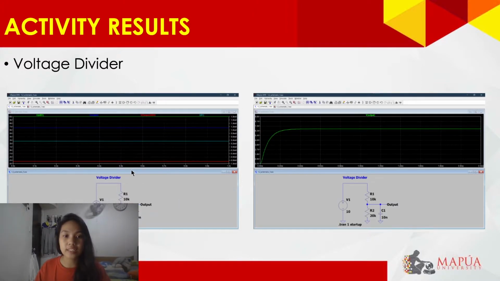On the left side, the voltage divider is simply run in tran and it does not have a capacitor. And as shown here in the results, the voltage is constant throughout the voltage divider. However, if you run the circuit with the command tran startup, it starts the voltage at 0, as shown here in the output, as it starts from 0 and goes to maybe 6.5 and is constant until the end.